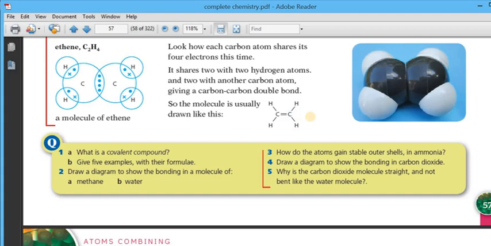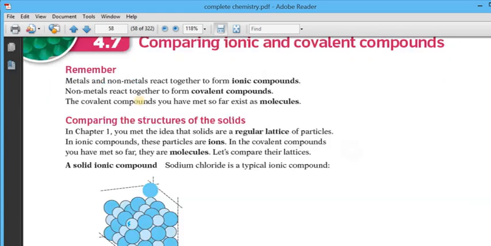Right, so when we're still there, let's also observe that each of these atoms, hydrogen, hydrogen, carbon, carbon, hydrogen, hydrogen, all of them have now attained a full outer shell. Okay?